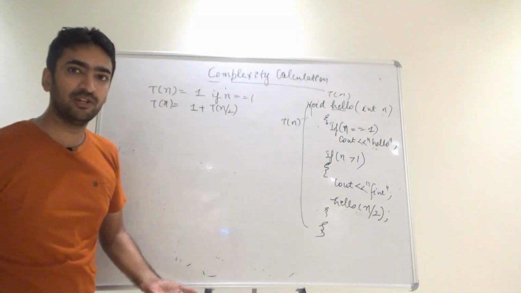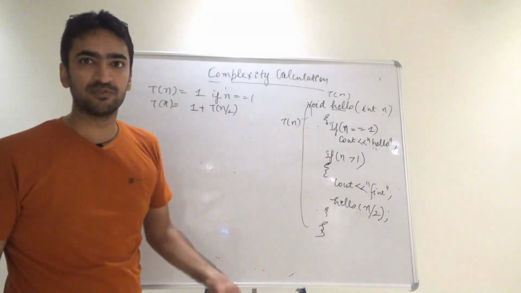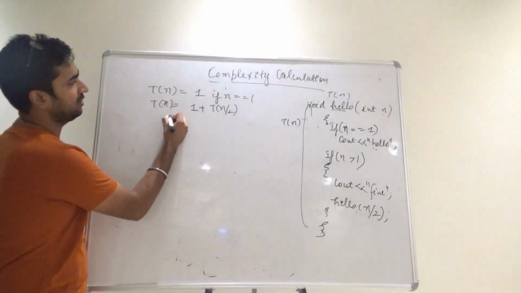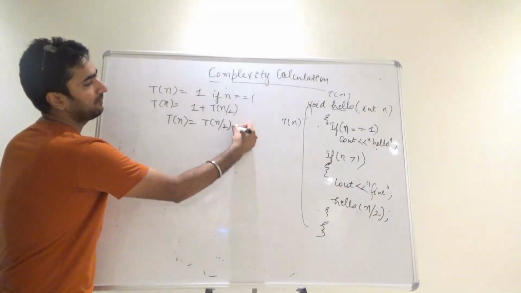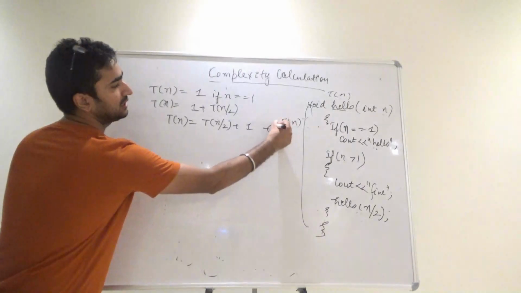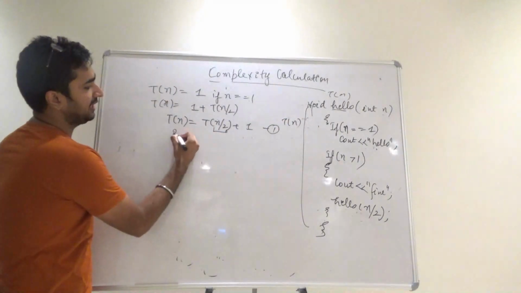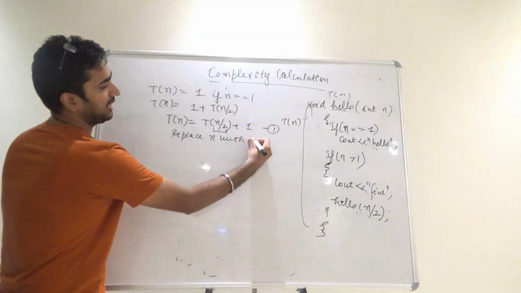Again we substitute this value. Earlier we substituted n with n minus 1, in this we will substitute n with n by 2. So, clearly T of n is equal to T of n by 2 plus 1. This is my very first condition. Simply I just need to get this value, so I can replace n with n by 2.